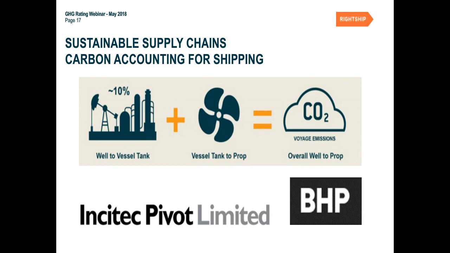This is a relatively new product for RightShip, and it's something we've seen some strong uptake from various charterers out there, and probably the leaders at the moment are BHP, who we've mentioned a few times, and also Incitec Pivot Limited. So they're an Australian-based fertiliser company, and they've really led the way in understanding their supply chain emissions. And also recently they announced that they offset their 2016 and 2017 shipping emissions. So that was about 150,000 tonnes of CO2, which is quite a substantial amount of carbon.